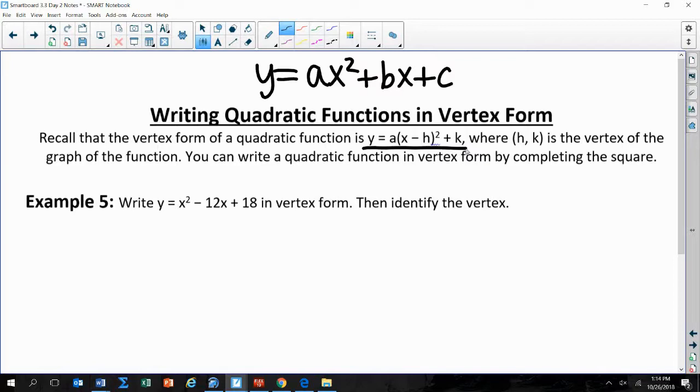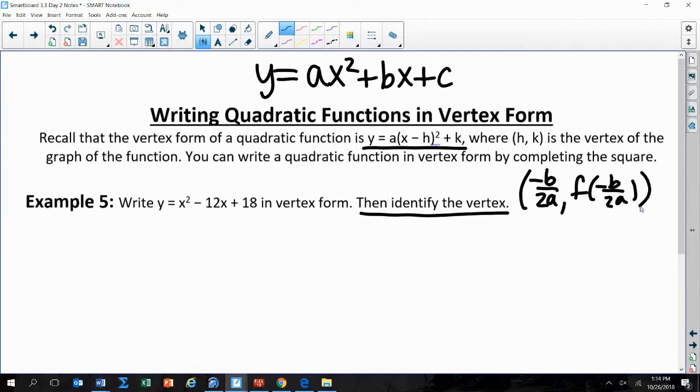Okay, so if you can get it into vertex form, you can easily identify what the vertex is without having to use that negative b over 2a stuff. So that's the benefit. It says write y equals x squared minus 12x plus 18 in vertex form, then identify the vertex. You could check your work at the end, right? We know we can check it with negative b over 2a, f of negative b over 2a, using the original function. But it's just going to be easier to identify the vertex once we get it in vertex form.